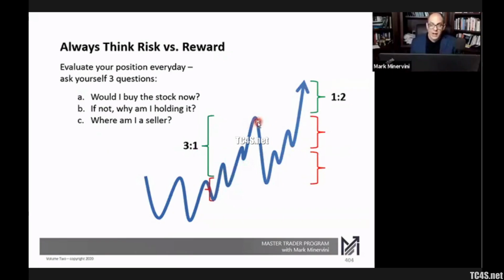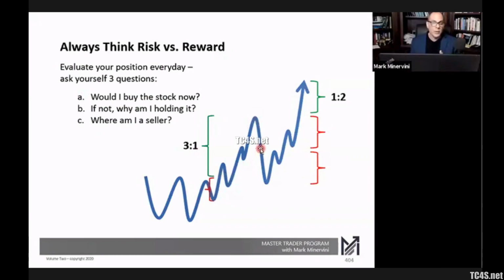Okay, well, maybe the stock hasn't made a big enough move. It still looks great. Okay, that's wonderful. But where am I a seller? Where am I a seller on 2 counts? Where am I a seller at a profit? And where am I a seller when it comes back in and gives up my profit? I have to be thinking that all the time. Otherwise, we're going to be caught off guard.